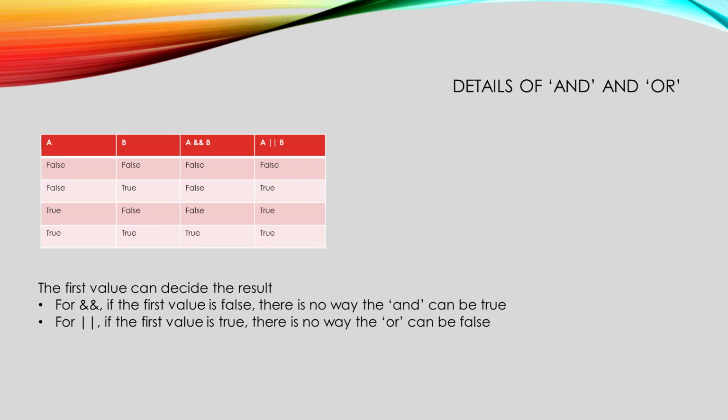For each of these operations, there is a chance that we know the result by only looking at the first operand. For AND, if the first operand is false, there is no way that the && operation can evaluate to true. And for OR, if the first operand is true, we know that the | operation must evaluate to true. The machine always evaluates the left-hand operand before it evaluates the right-hand operand.